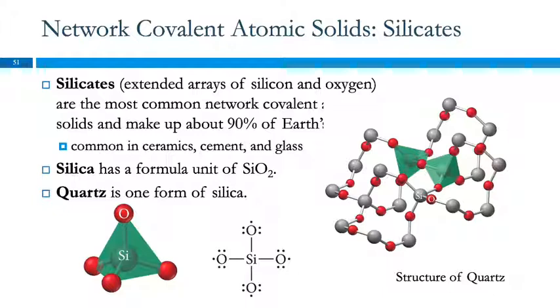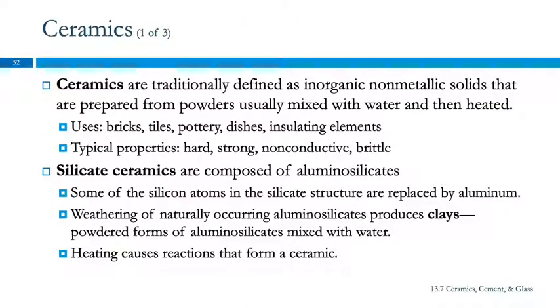So silica has the formula unit of SiO2, but it's not a single molecule. That is the lowest ratio of silicon to oxygen atoms, and they are covalently bonded together throughout. So quartz is one form of silica, and there are many other forms. Ceramics, there are different types of ceramics, and I would encourage you to read about those.